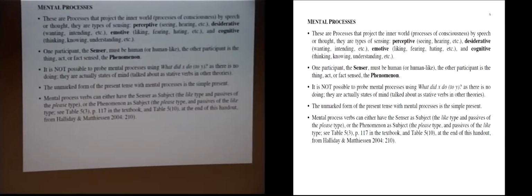Now, these are not a doing. These are states of mind. And in many languages, they will be talked about as stative verbs, because they just talk about states. And so these are things like the processes of consciousness, like perception, whether seeing or hearing, or desiderative, which just means wanting or intending to do something. Emotive is liking, fearing, hating, and all the other kinds of emotions. These are all things that just happen inside your head. And cognitive, like to think something, to know something, to understand something, right?